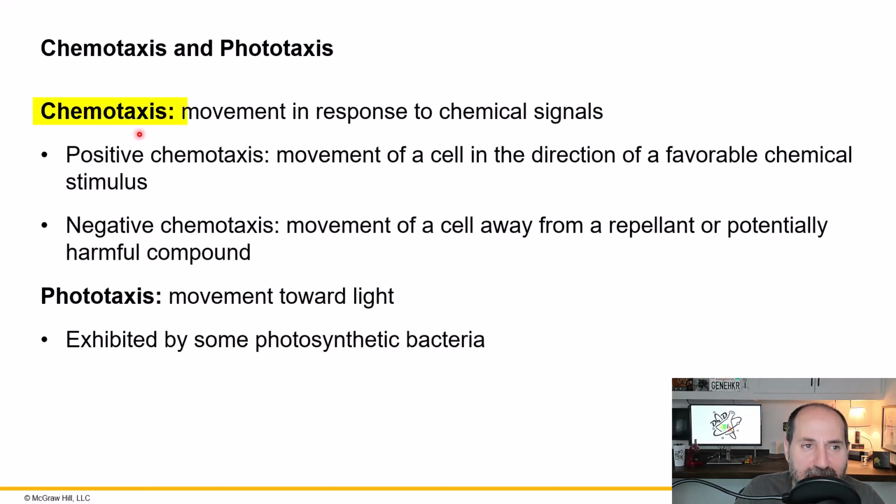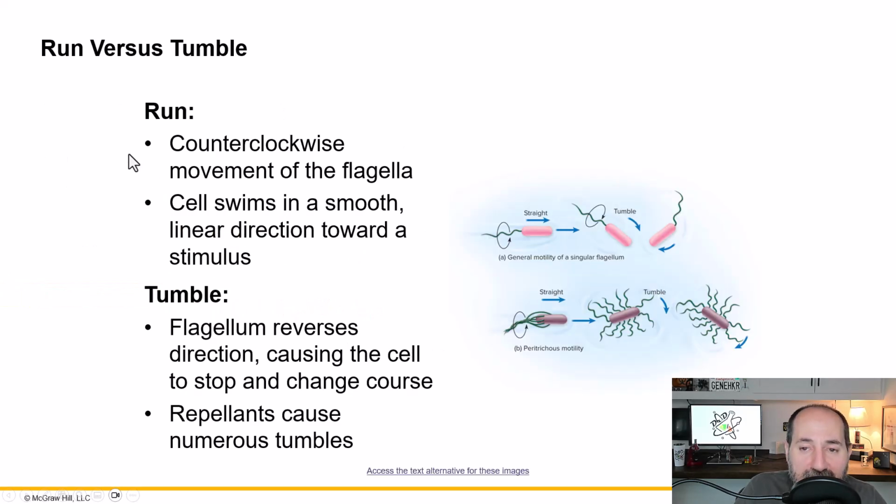Then we talked about chemotaxis, which is movement in response to chemical signals. Positive chemotaxis means movement in the direction of a favorable chemical, such as sugar. And negative chemotaxis is movement away from a repellent or potentially harmful compound. Phototaxis is movement towards light.